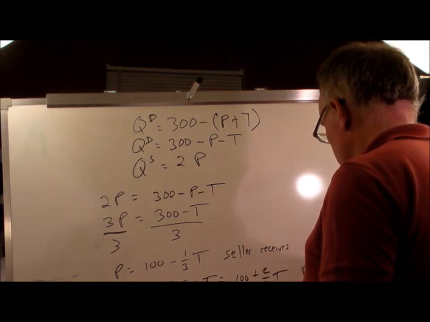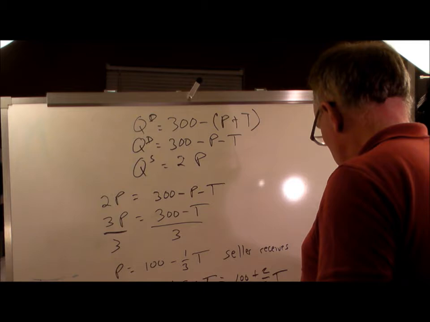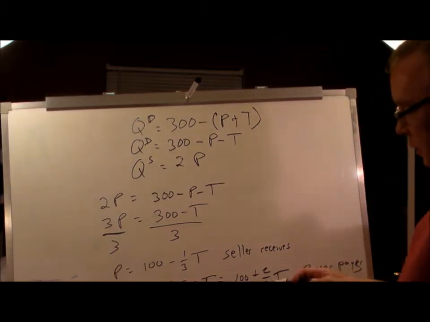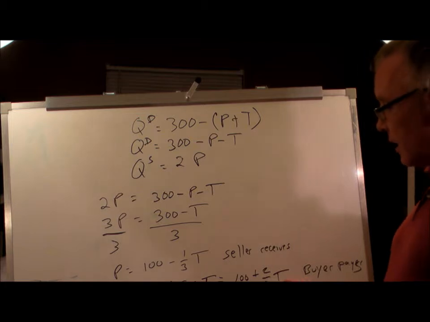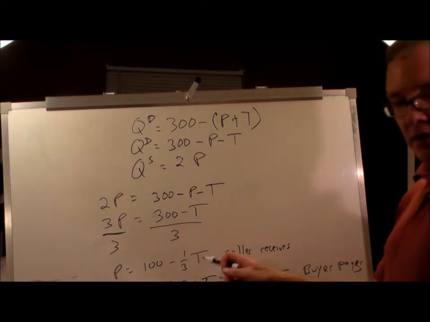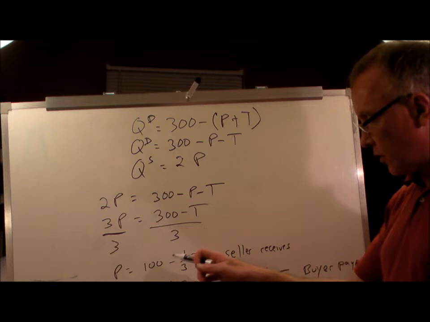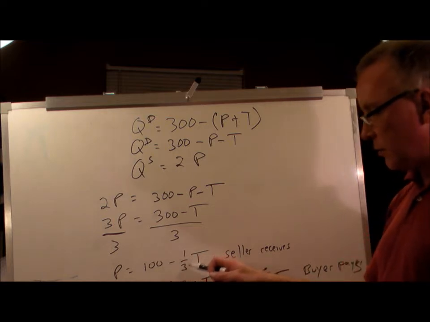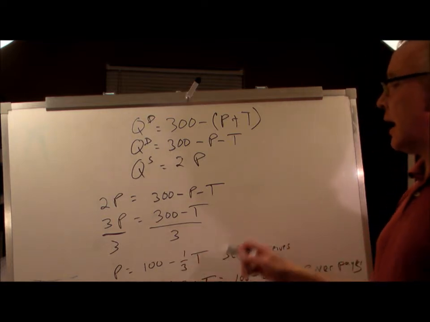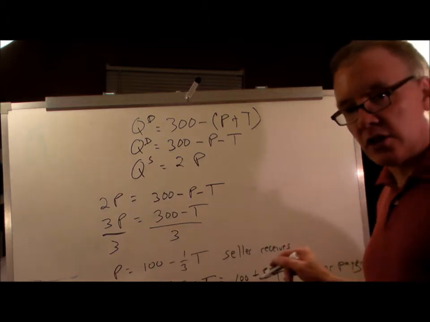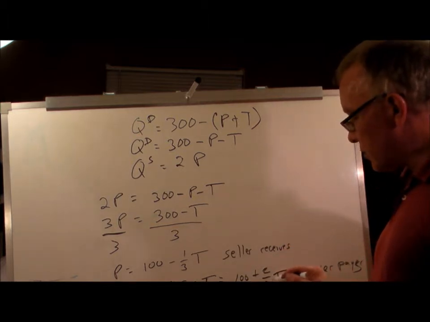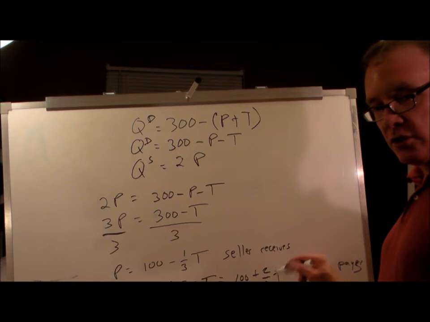So notice that the difference between what the buyer pays, which is 100 plus 2/3 T, is exactly T different from what the seller receives. So the seller is going to receive 100 minus 1/3 T, and T is of course going to go to the government. The buyer is going to pay 100 plus 2/3 T.